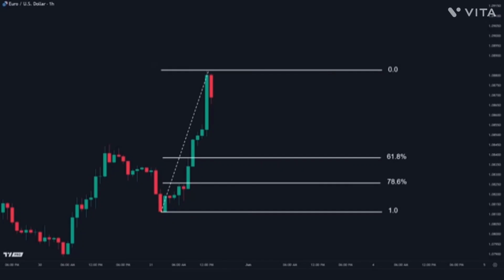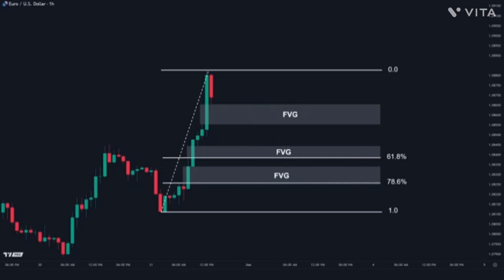Looking to the left, we can see that the latest impulsive move has created multiple fair value gaps, one of which aligns with our optimal trading zone. When the price retraces into these areas, they act as strong support, and increase the chances of a bullish continuation.